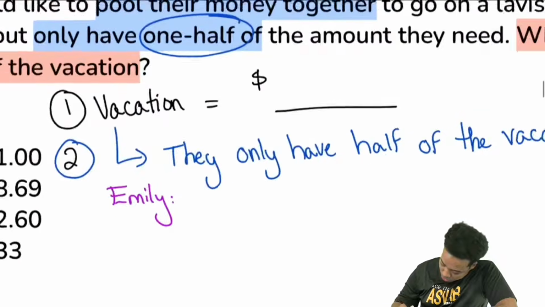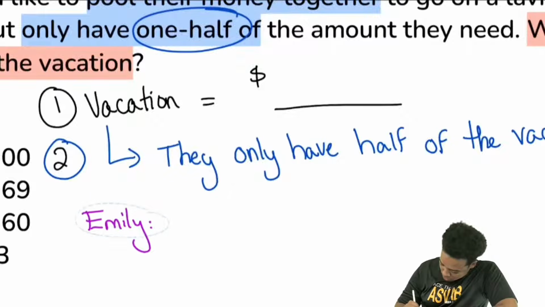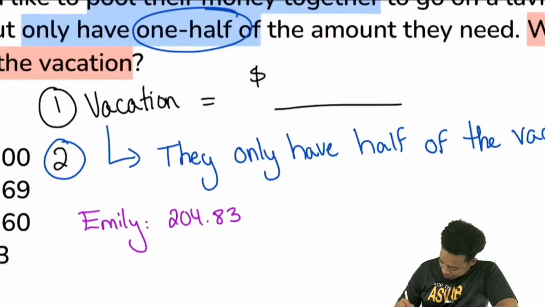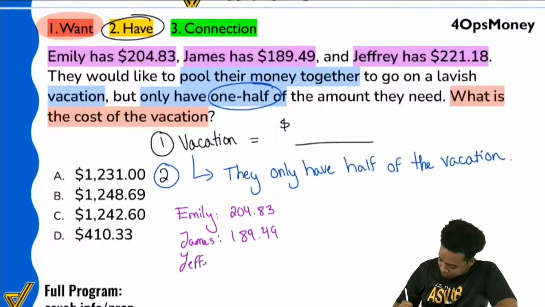Emily, I'm going to write her down, 204.83. Let me just scroll down just a little bit there. Then we have ourselves James, 189.49. And then we have ourselves Jeffrey. And Jeffrey has 221.18. Okay, great.